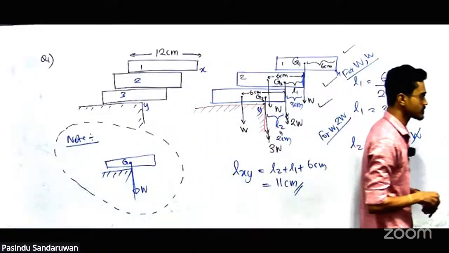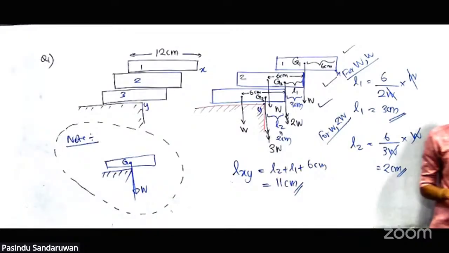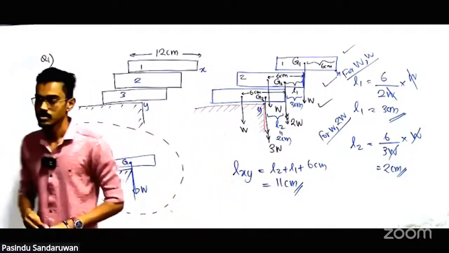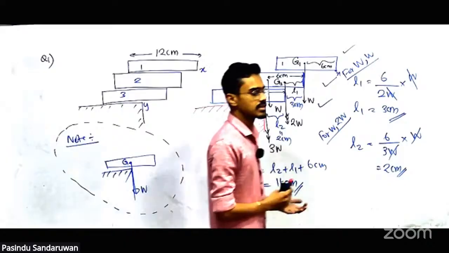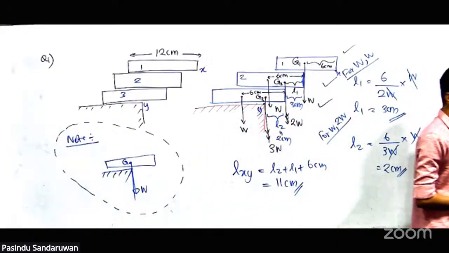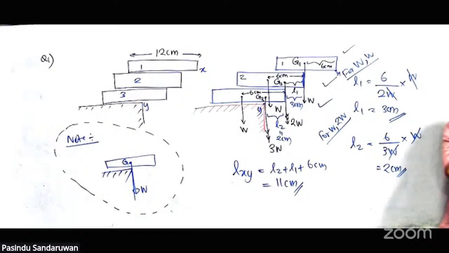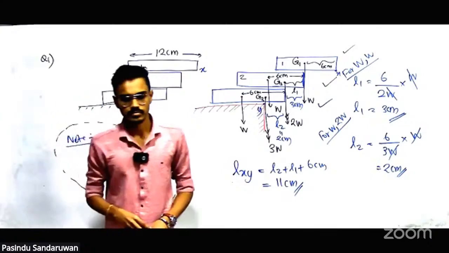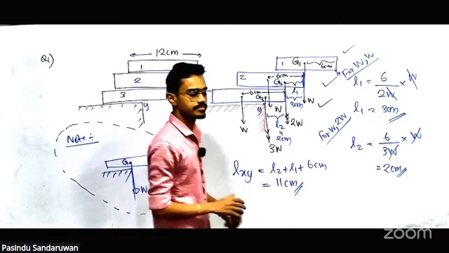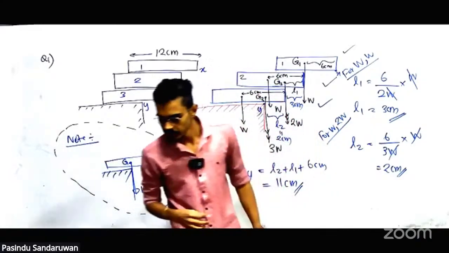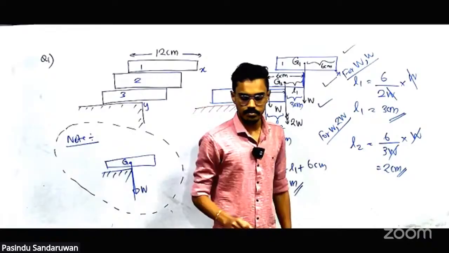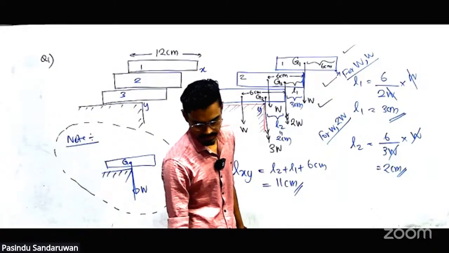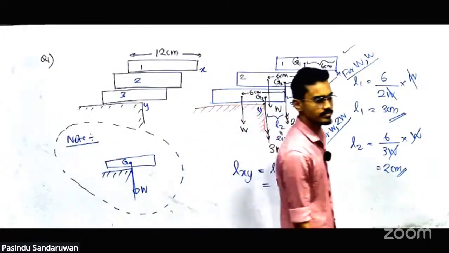Second point. Neutral equilibrium of books should be considered to get the maximum elongation. Right.